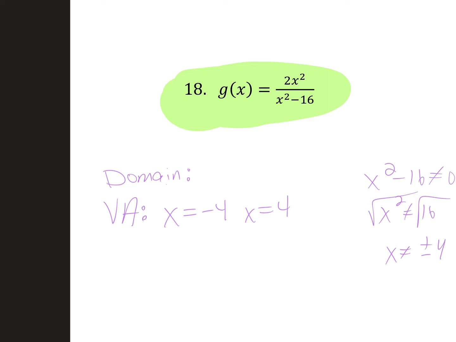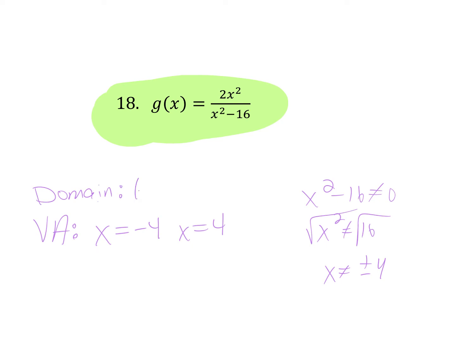Your domain needs to go from -infinity to +infinity and tell me all of the numbers that you can and can't use. -infinity to -4. And then union, -4 to 4, union. Perfect. Good job, guys. Very good.